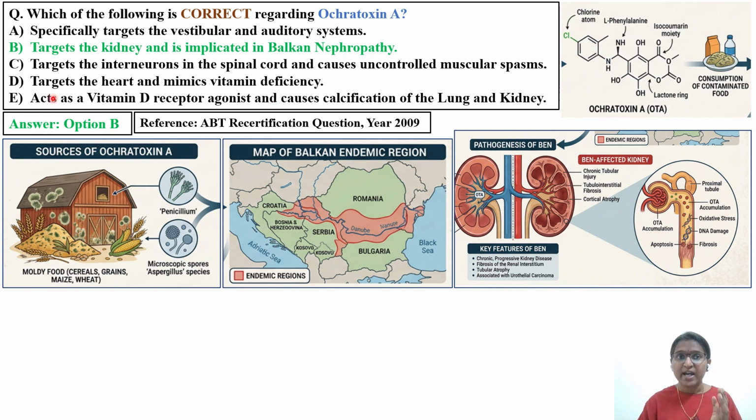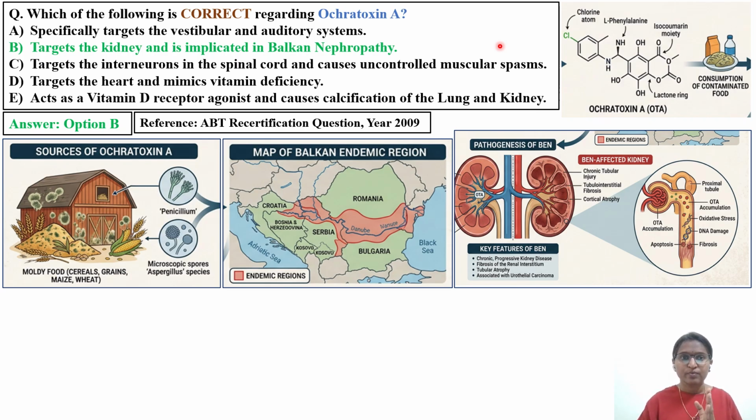And the last option is acts as a vitamin D receptor agonist, causes calcification of the lung and the kidney. There are some other examples which are associated with calcification of the lung and kidney, probably oxalate crystals, which are associated with the kidney. So this option is also not right.